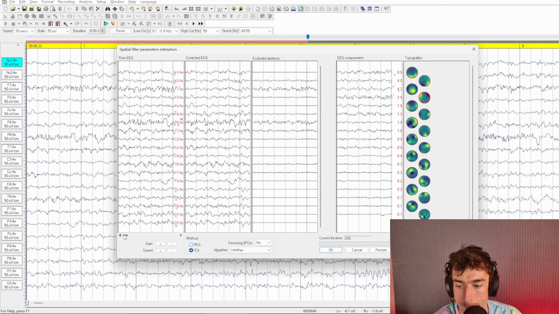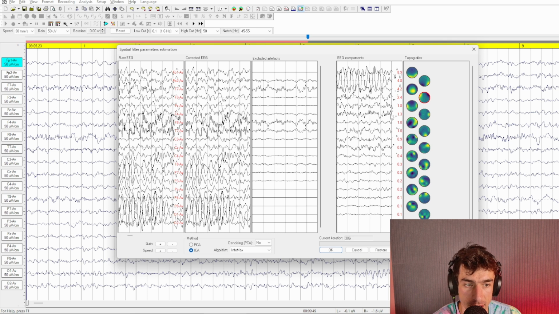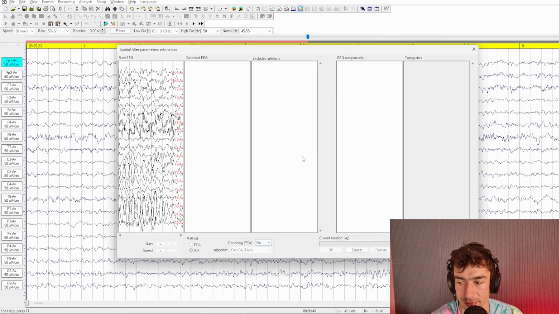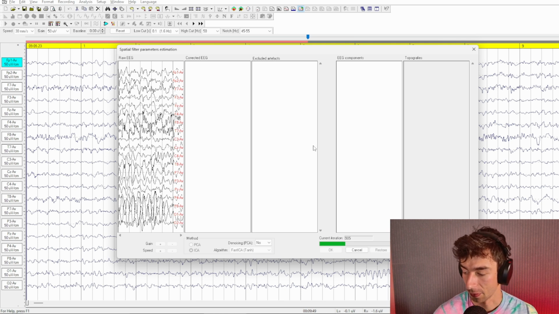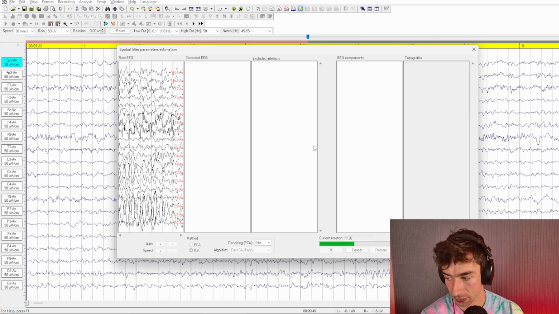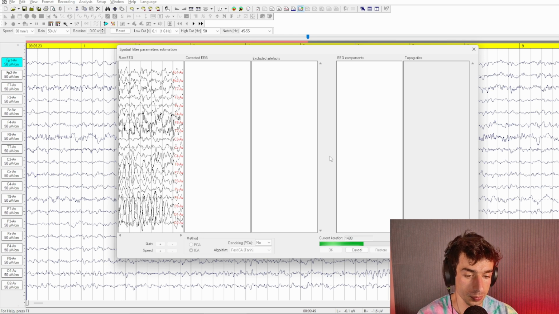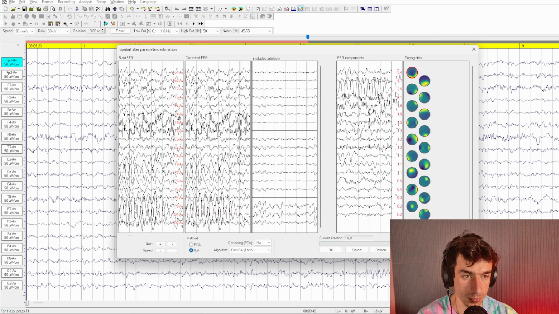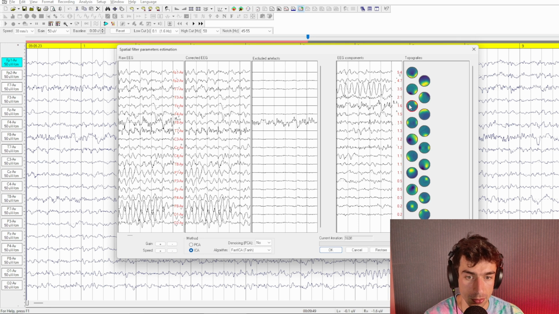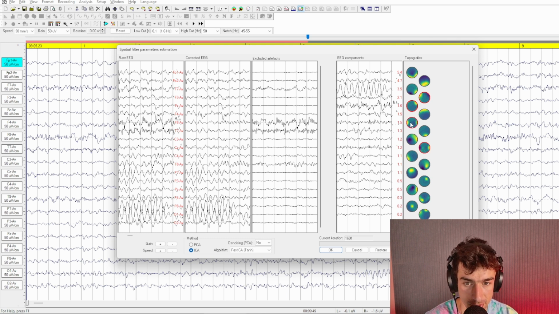So scrolling to a section where there's a lot of this gnarly stuff, and it's not being pulled out very well with Infomax. So we will try again with the TON algorithm. There we go. Now let's hope that there's one that's similar for T7. Looks like there is. And we are set.